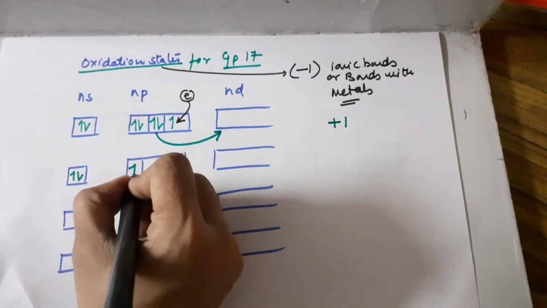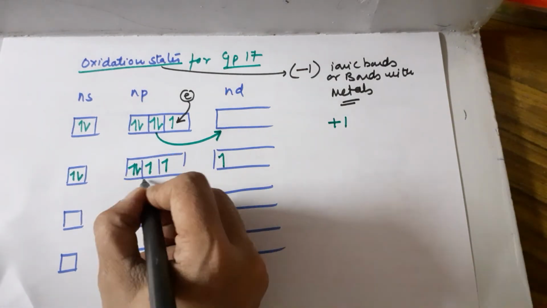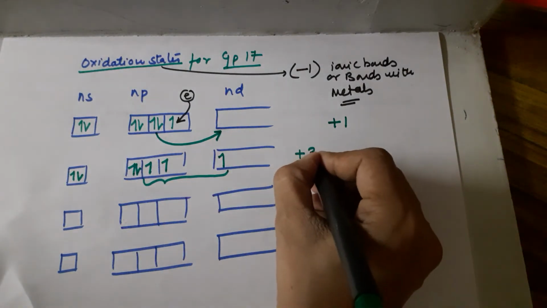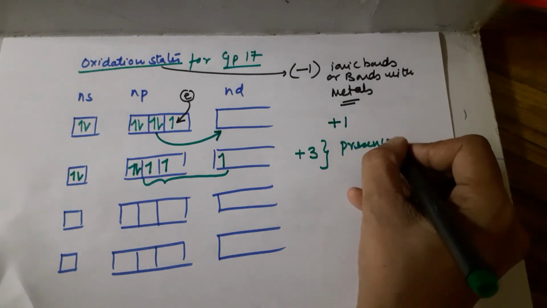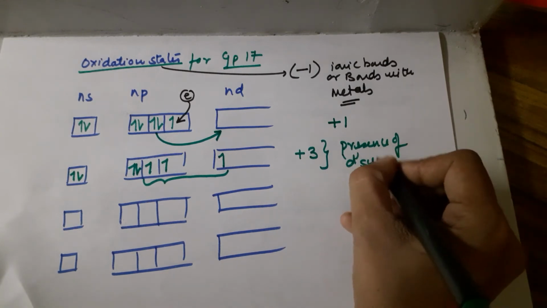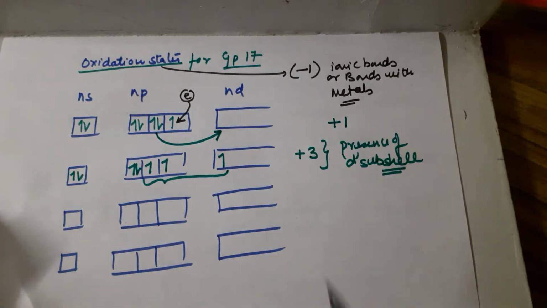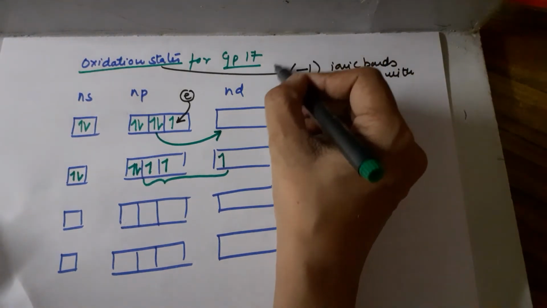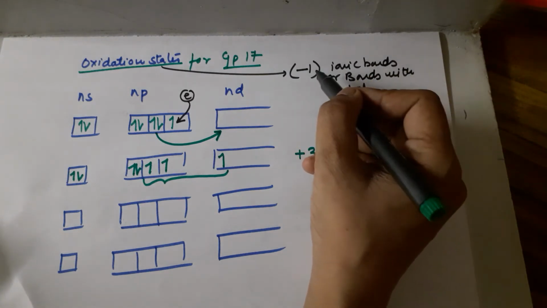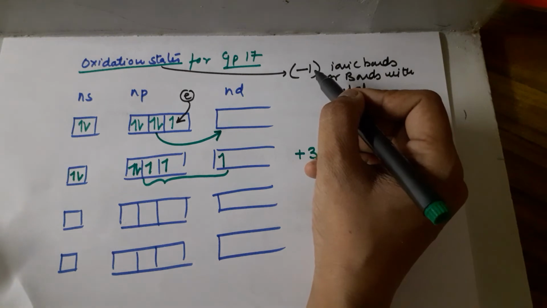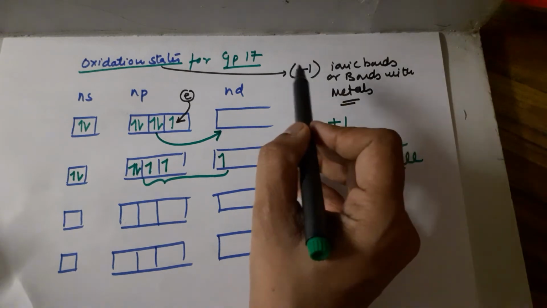If this happens, you would end up in this configuration. You have 3 unpaired electrons, so the oxidation state will become +3. But this would only be possible if there is a presence of d subshell, which means this will not be possible for fluorine. Fluorine has no d subshell, so fluorine can only show one oxidation state, that is -1, because fluorine is the most electronegative atom. What is the electronegativity of fluorine? Fluorine has electronegativity of 4 on the Pauling scale, since it is the most electronegative.